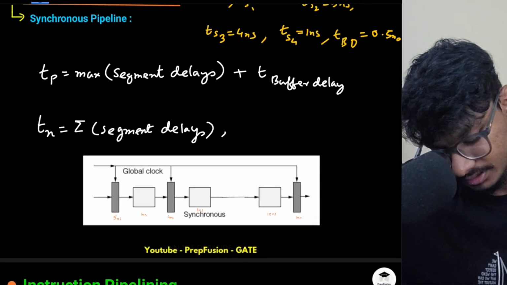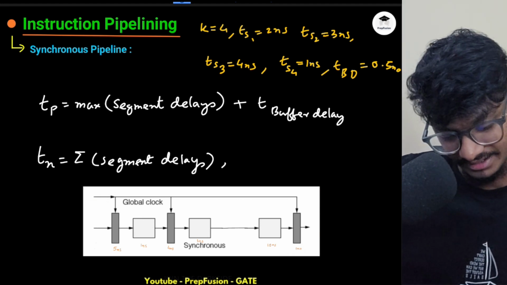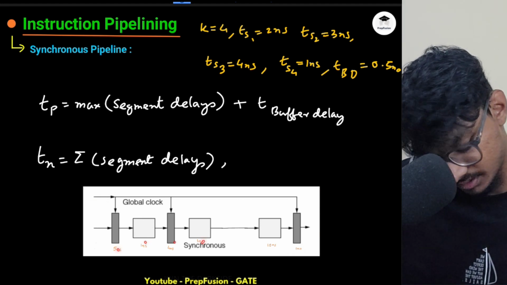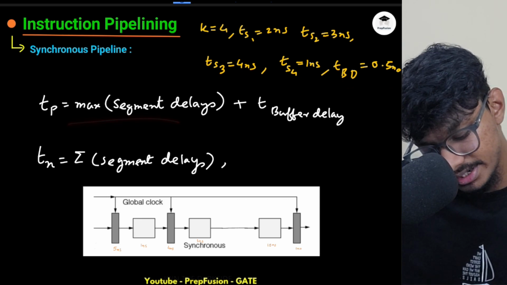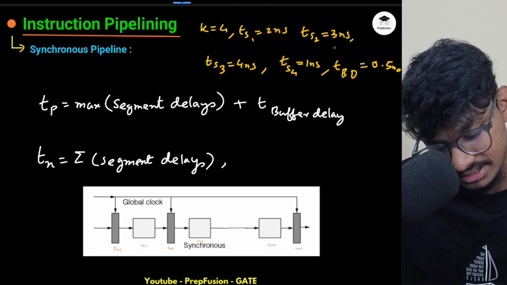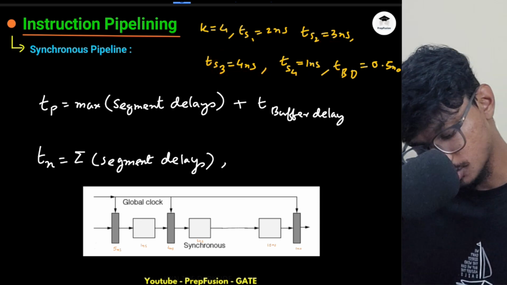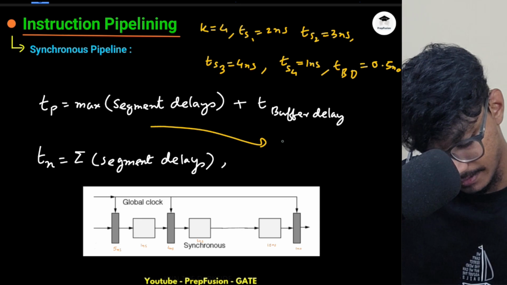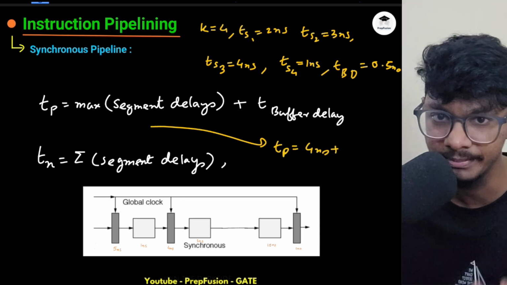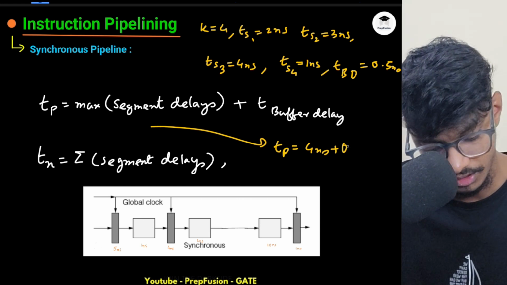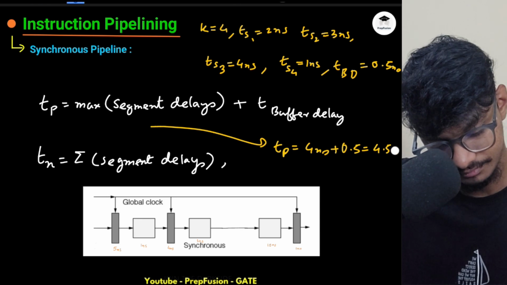So what will be TP here? I have already given an example here; anyways, we had 3 stages, I will take this example. Here, what will be my TP? TP will be the maximum of all the segment delays, that is 3, 4, 1, and 2. What is the maximum? The maximum is 4. So TP will be 4 nanoseconds plus, obviously, the buffer delay to synchronize everything, 0.5 nanoseconds. So it will be 4.5 nanoseconds.